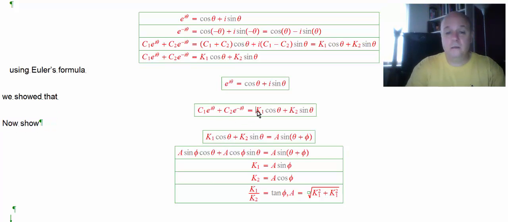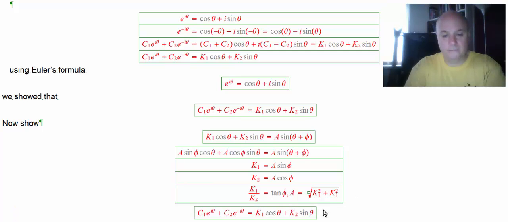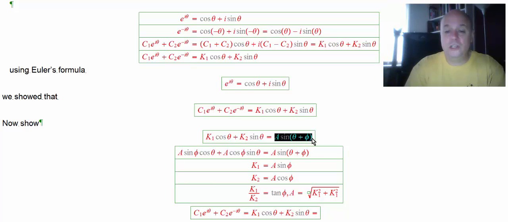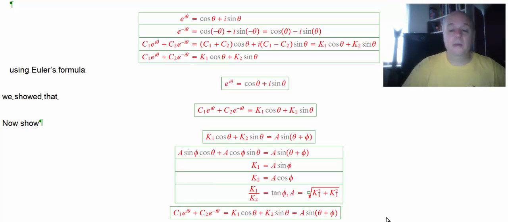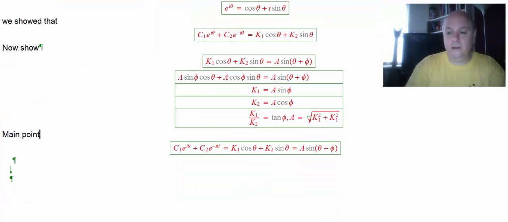If I have this expression, I can change it into a linear combination of cos and sine theta, and this could also be expressed as one shifted sine function. So a linear combination of cos and sine can be written as a shifted single sine function. That phi shifts the sine function left or right, depending on whether it's plus or minus. We're going to use these facts. Main point. Too long, didn't read. That's it right here.